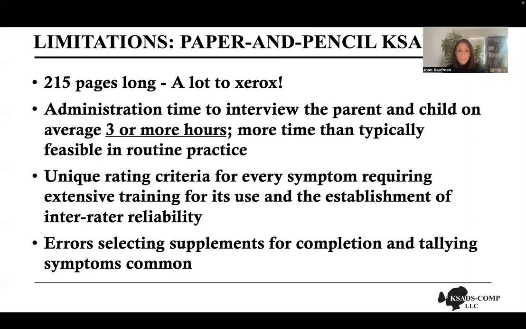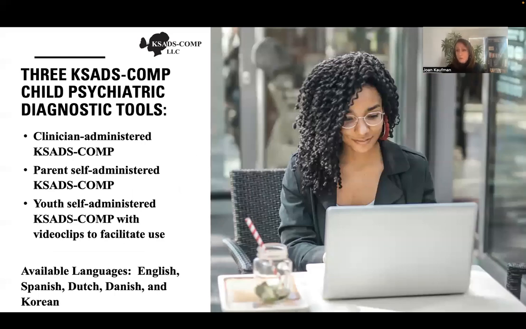And there can be errors in selecting which supplements need to be completed, and we also know there's human error oftentimes in tallying symptoms. So we were fortunate enough to get funding from the NIH to create 3 web-based KSADS-COMP child psychiatric diagnostic tools. There is a clinician-administered version, which we're not going to be talking about today. And there's also a parent and a youth self-administered version, with the youth self-administered version having video clips, which really help to facilitate administration with youth as young as 11 years of age. Currently, the KSADS-COMPs are available in English, Spanish, Dutch, Danish, and Korean. Japanese is on the way, and we hope there'll be additional foreign translations that we can add to the list.